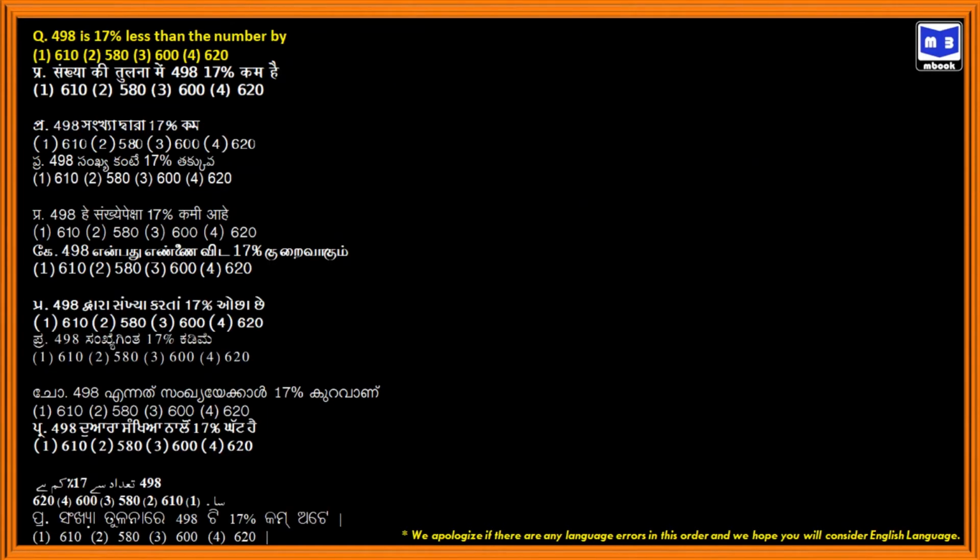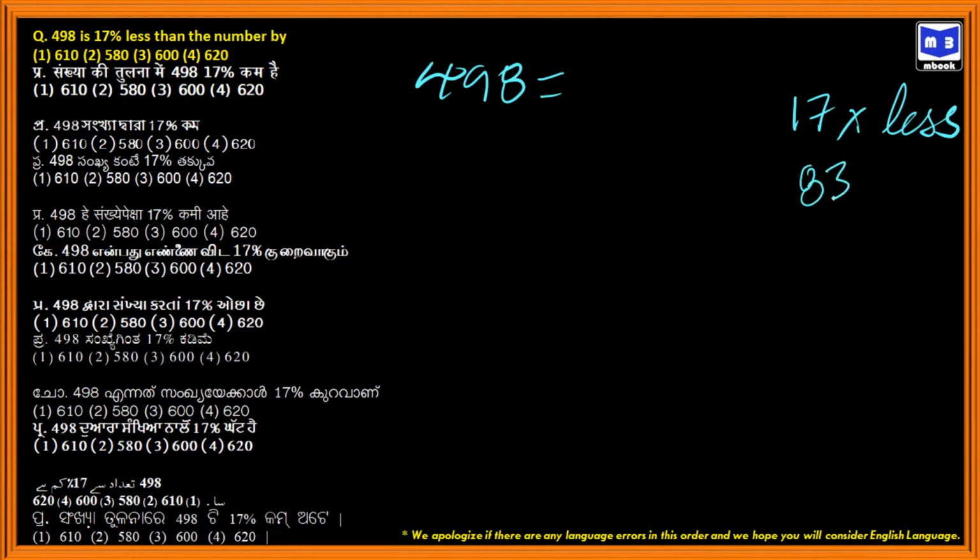Go for the next example. The example is, 498 is 17% less than the number. 17% less means 83% of the number.